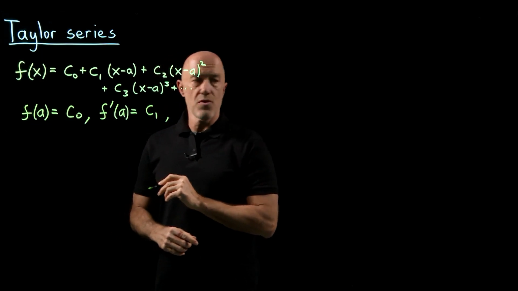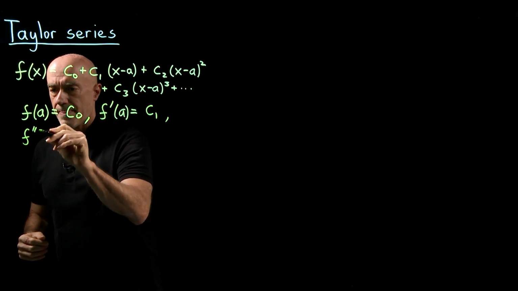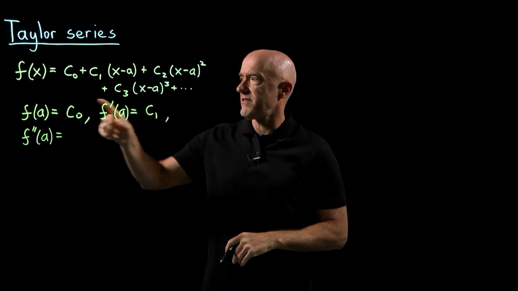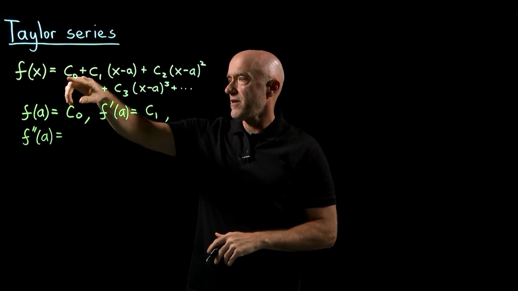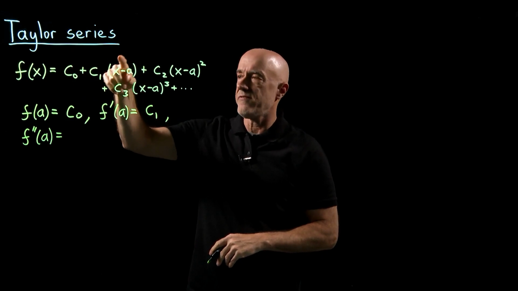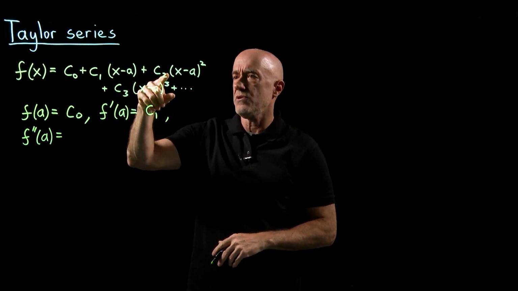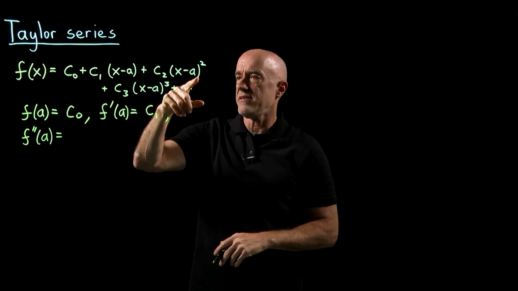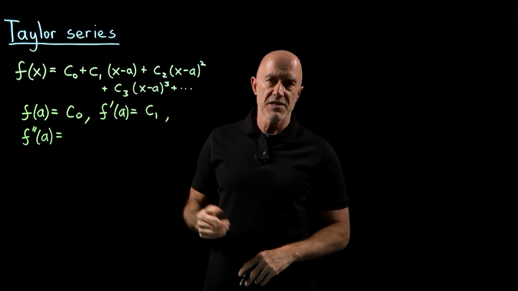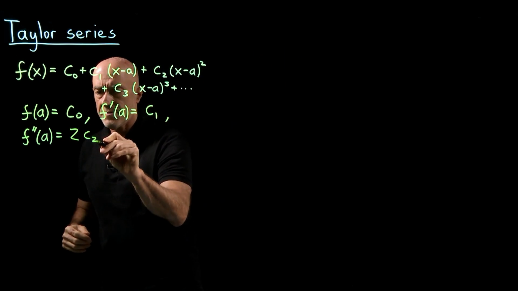Let's do another one here. f double prime of a. So now we're taking the second derivative of both sides of this expression. The second derivative of C0 is 0. The second derivative of a linear term is 0. So this term will become a 2C2, and then the derivative of x minus a is 1. So that will be 2C2, and all the other terms will still have an x minus a and will be 0. So this is 2 times C2.